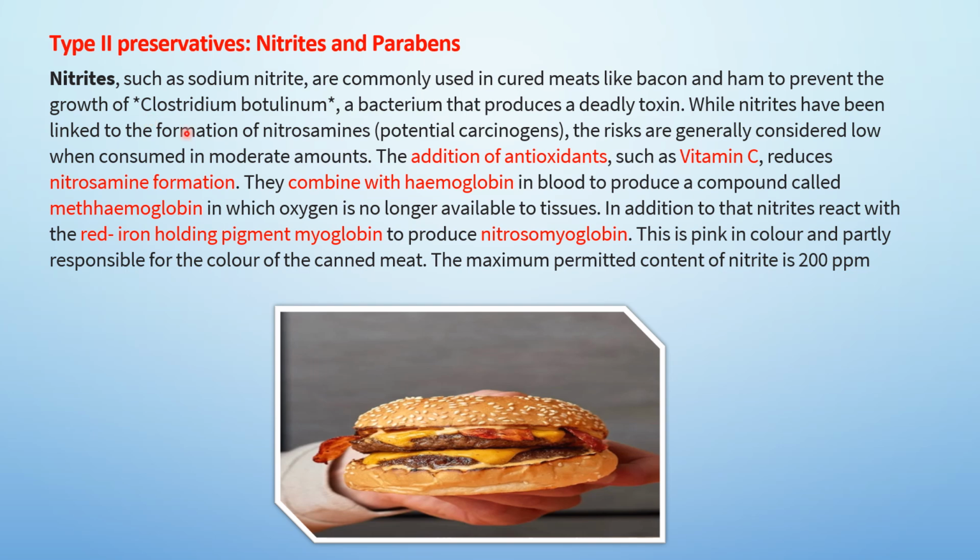And for canned meat and all, if we use nitrite, the shelf life is increased. But it is having some undesirable effects. It combines with the hemoglobin that is present in our blood, and it produces a compound called methemoglobin. Due to this production of methemoglobin, oxygen no longer will be available to our tissues. So it is not desirable. In addition, it reacts with the pigment myoglobin to produce nitrosomyoglobin, which is pink in color. So the canned meat looks somewhat pink due to the formation of nitrosomyoglobin, which is also not desirable.